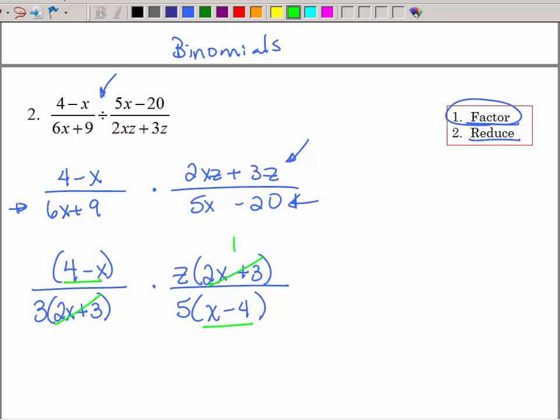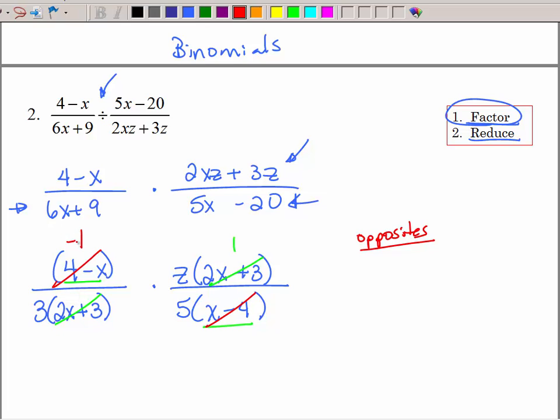Well, those look almost the same. Those are not the same, but they are opposites. And in the previous video, we talked about how to reduce opposites. They don't divide and leave a positive 1. When you divide them out, they leave a factor of negative 1.